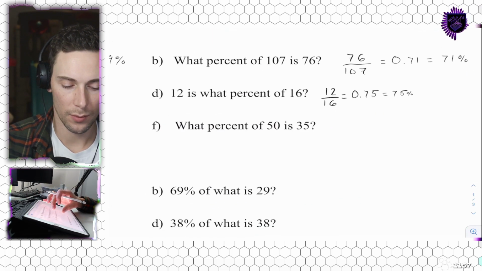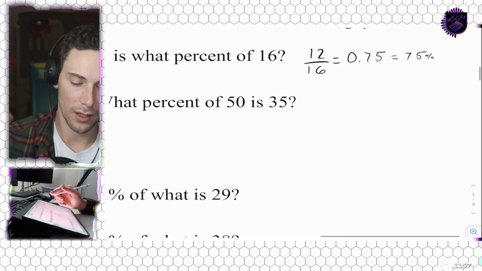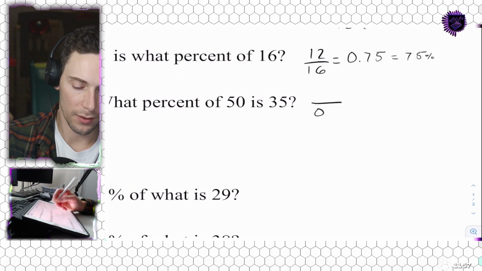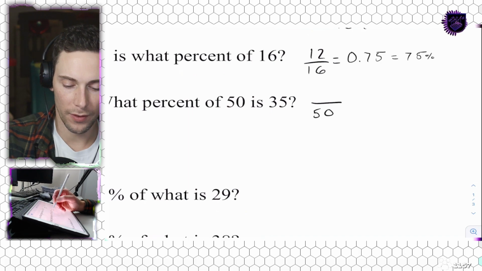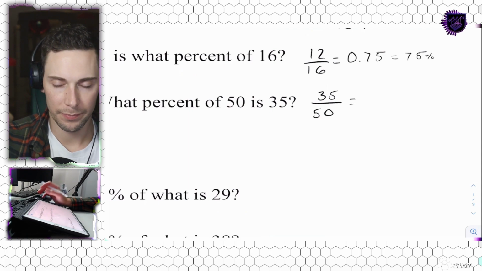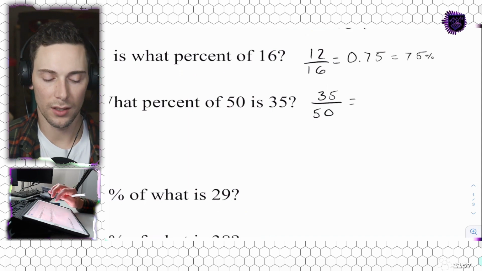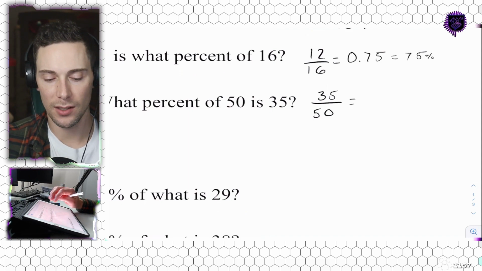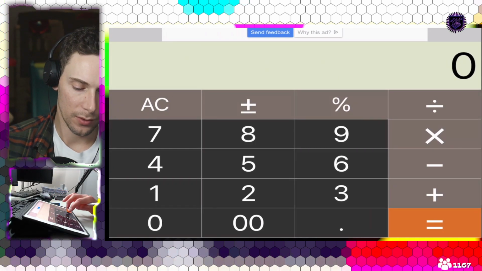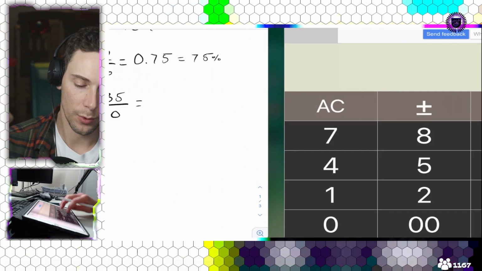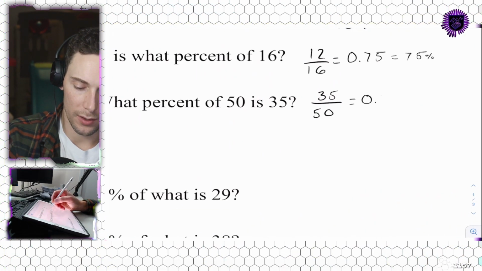What percent of 50 is 35? Again, this is the language of the part and the whole. "Of" is the whole or the total, and "is" is the part. So 35 divided by 50 is equal to 0.7, and of course we can write 70 by moving our decimal place over to get 70%.